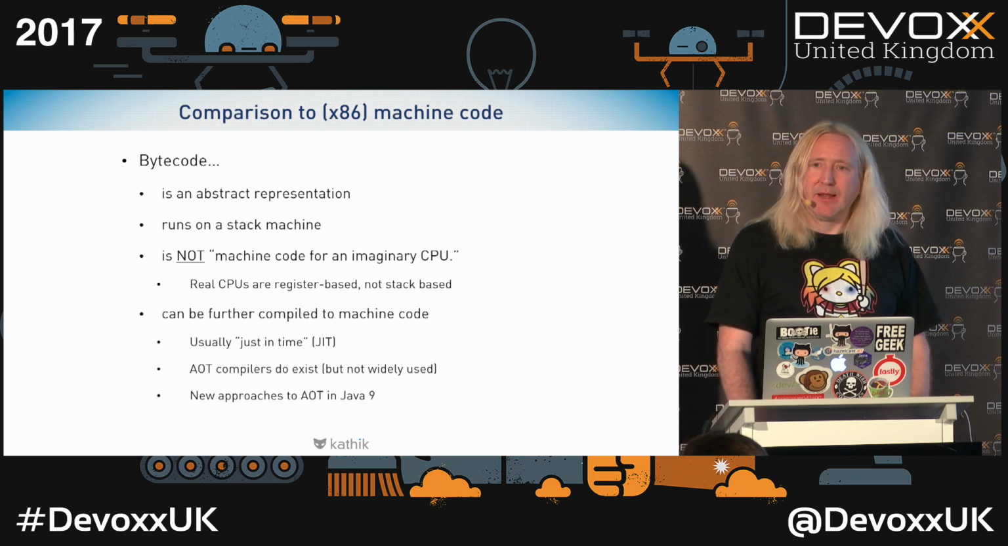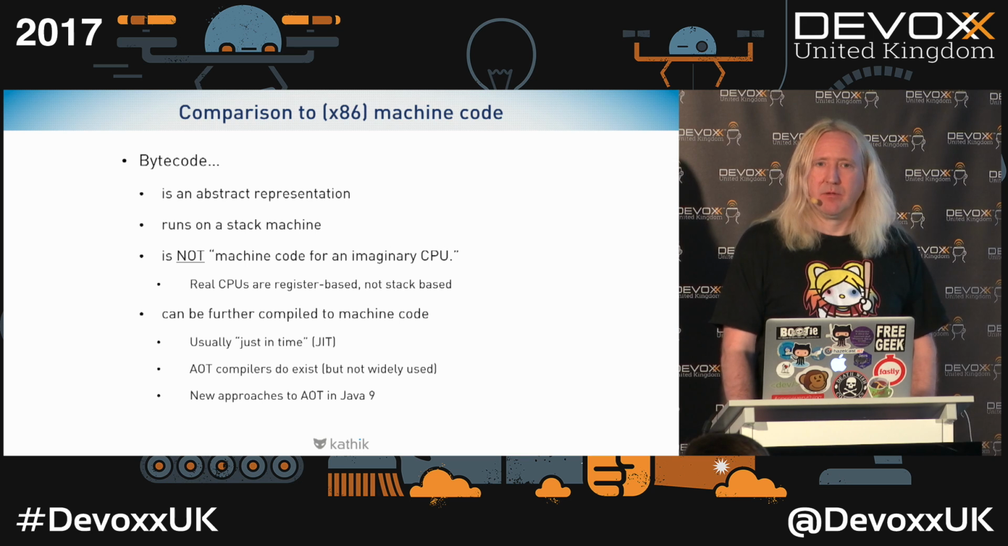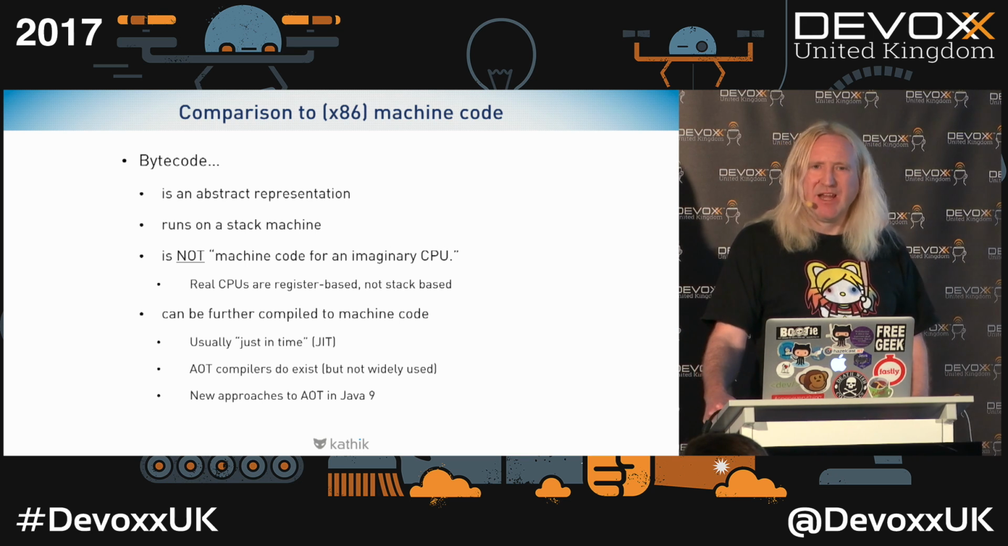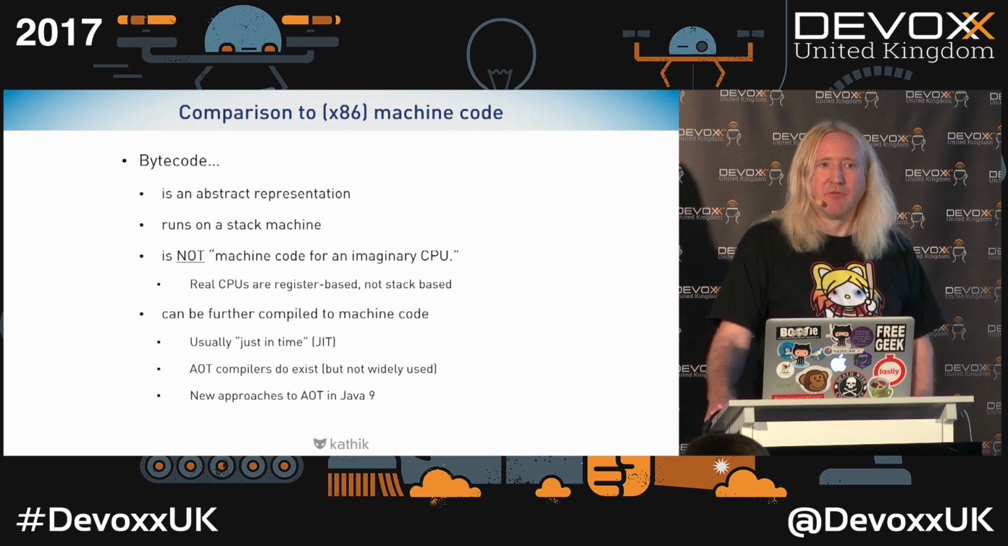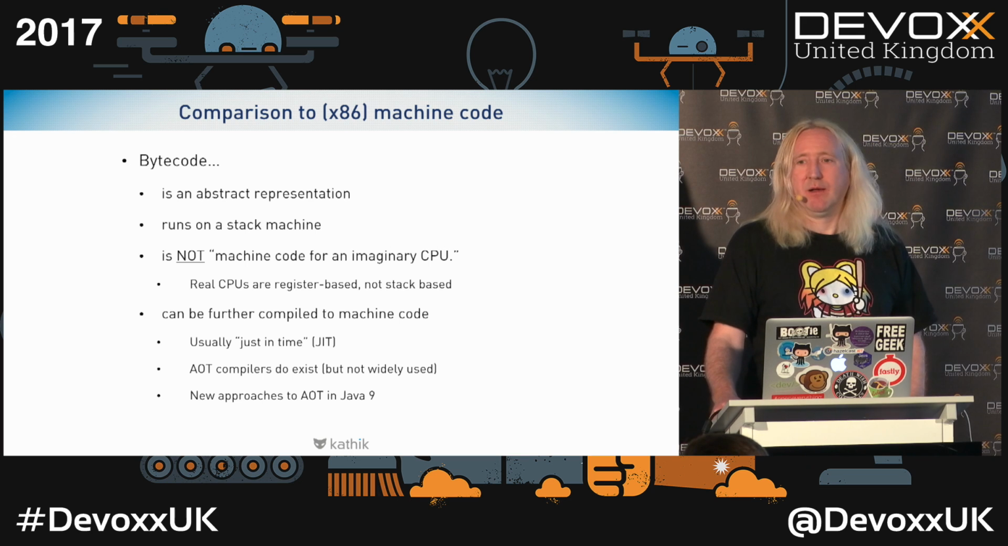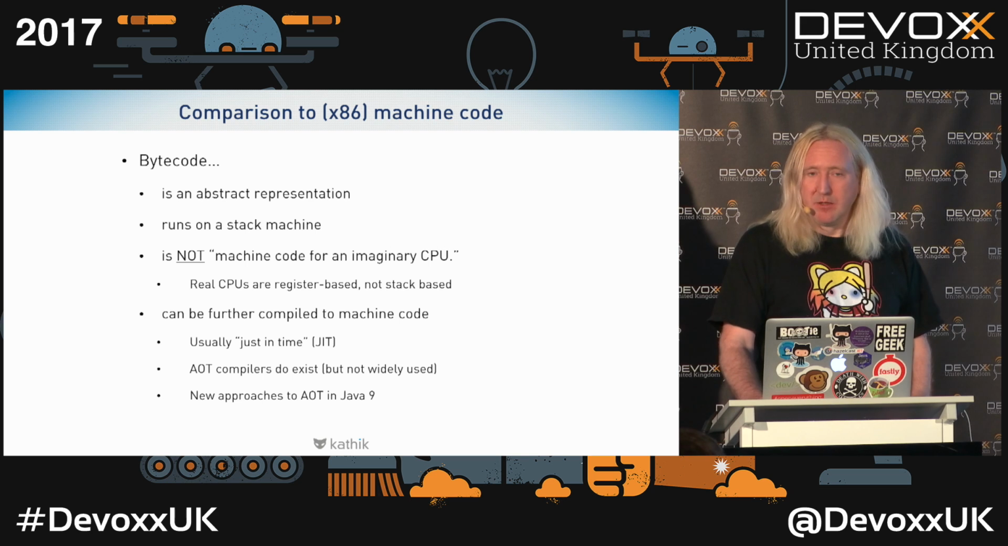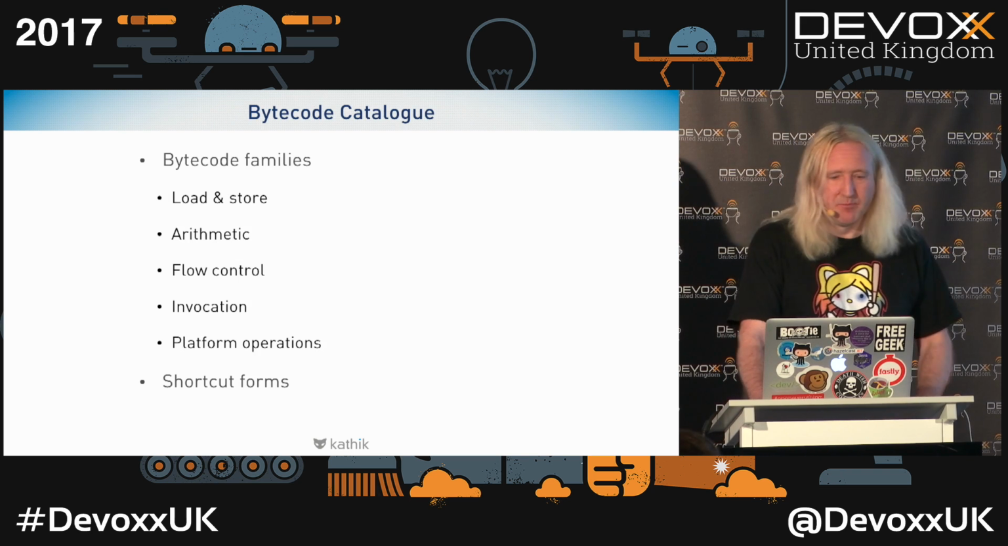Bytecode is not really a compiled form. JavaC, to me, is not really a compiler. For those of you who remember your compilers courses, it's really the front half of a compiler. The thing which actually produces the machine code, the real meat of the compiler, is the JIT compiler. So when I say compiled, I always mean the JIT. I don't mean JavaC. Okay, let's see some bytecodes.